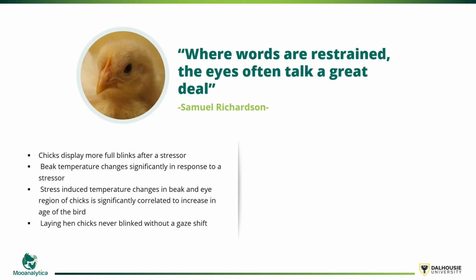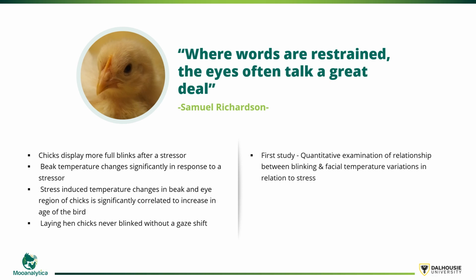So we did a comprehensive study for about 12 weeks, with 40 birds, looking at the age of the birds versus the group flock density and the type of stress, whether it's an umbrella-based stress versus stress induced by noise, and how they create changes in the stress on these birds, and also fluctuation in the temperature on various regions of these birds. Some of the findings: this is a quantitative examination in terms of blinking as well as facial temperature variations in relation to the stress.